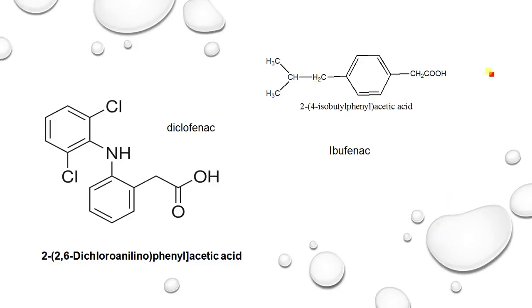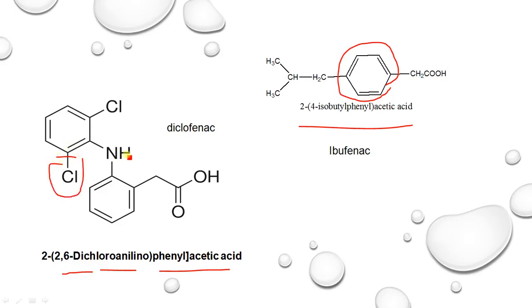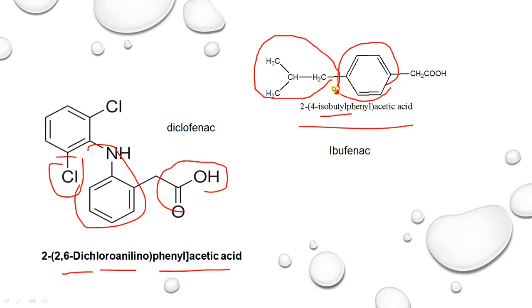Then again, the acetic acid derivative where the aromatic ring system is benzene, that is ibufenac and diclofenac. This is 2,6-dichloroanilino, this is anilino phenyl acetic acid, this is CH2COOH acetic acid. This is isobutyl phenyl, and this is acetic acid at the second position, that is ibufenac.